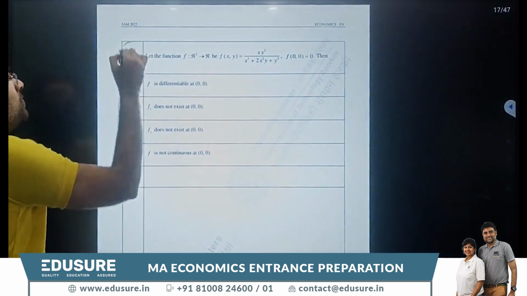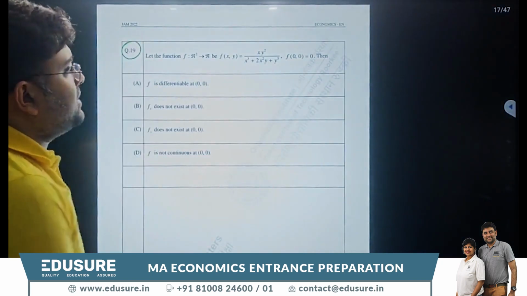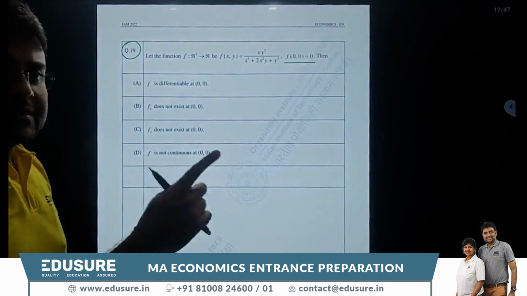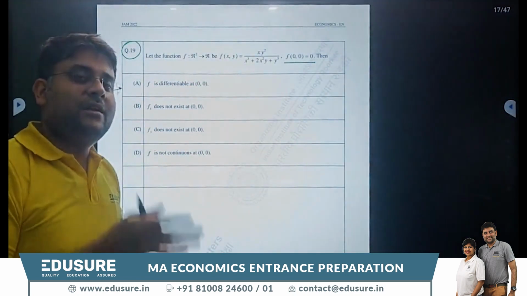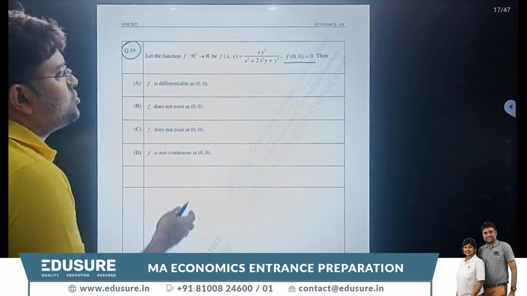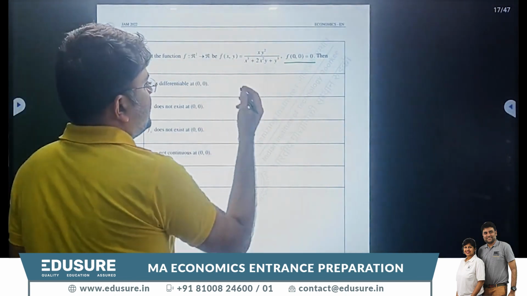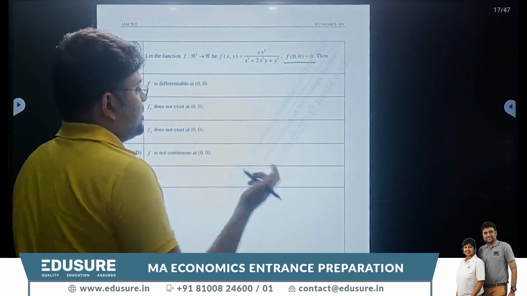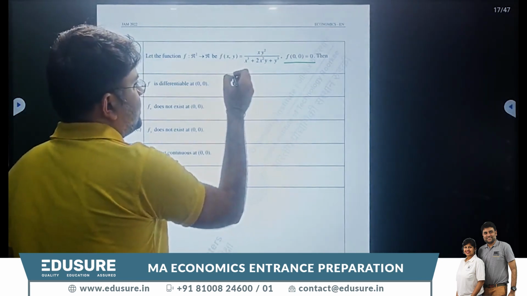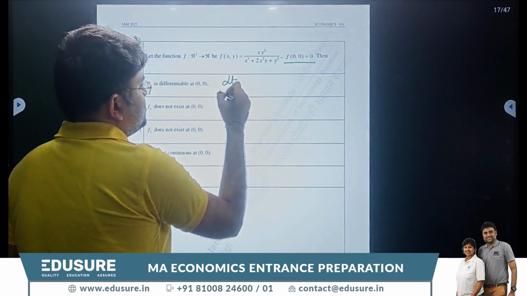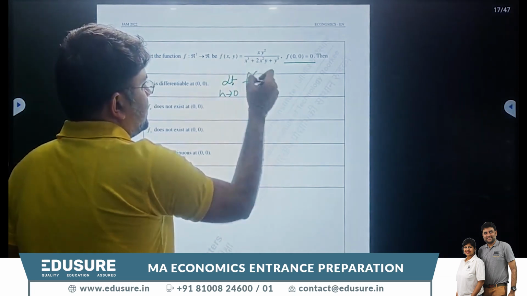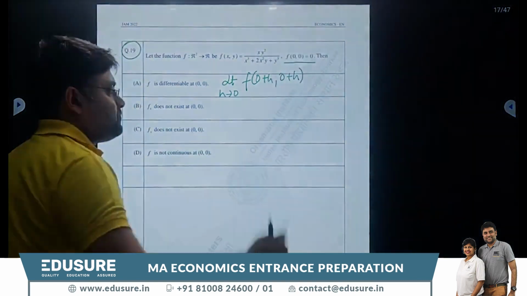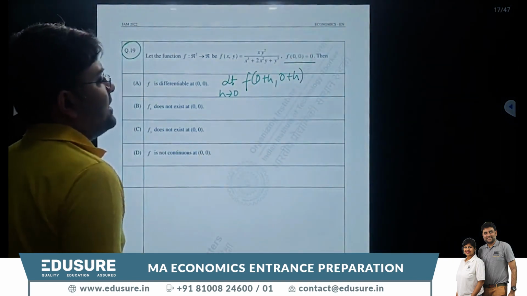Question number 19. Let the function be this. We know that f(0,0) is equal to 0. First thing that we need to see is whether it will be continuous or not. So in order for continuity, we need to basically check the LHL or the RHL, the left hand limit or the right hand limit. Let's check the right hand limit first: limit h tends to 0, f(0+h, 0+h). Okay, this is the right hand limit.